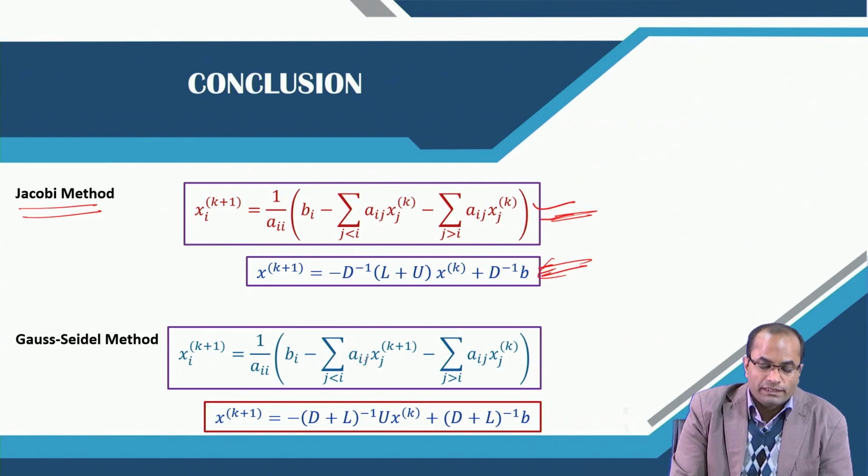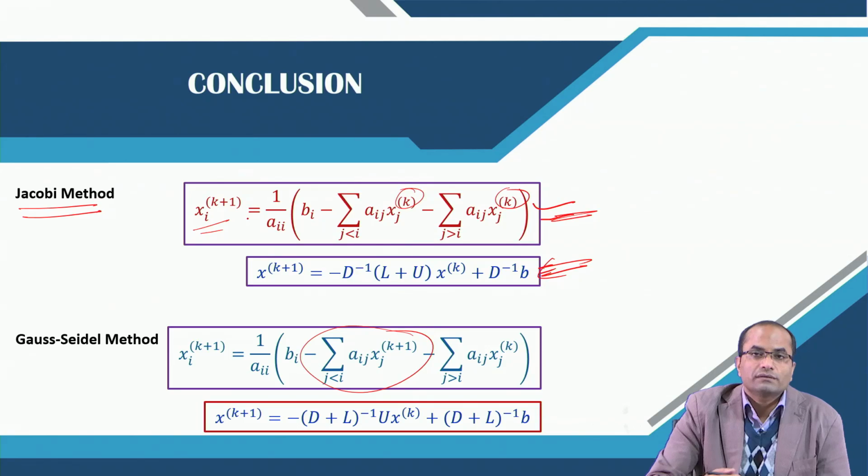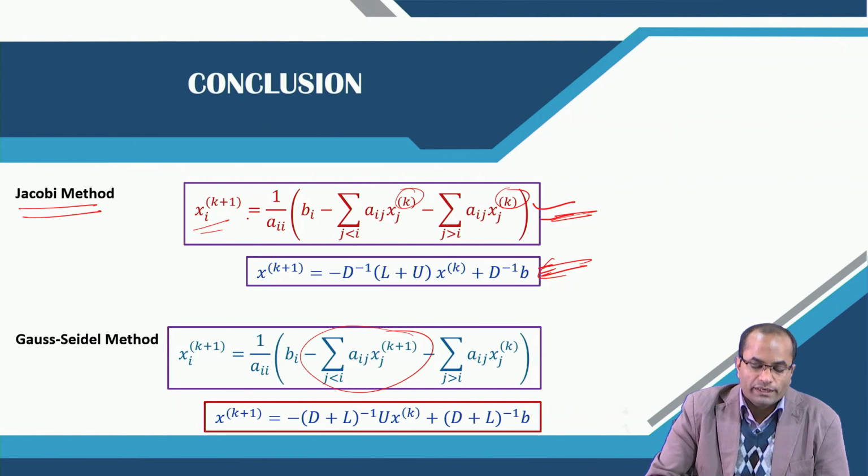And the major difference in both the methods is the evaluation of this term, for instance. So, here we are using, until the iteration is complete, to get all the components, the values from the previous iteration, whereas here we are using the recently evaluated values.